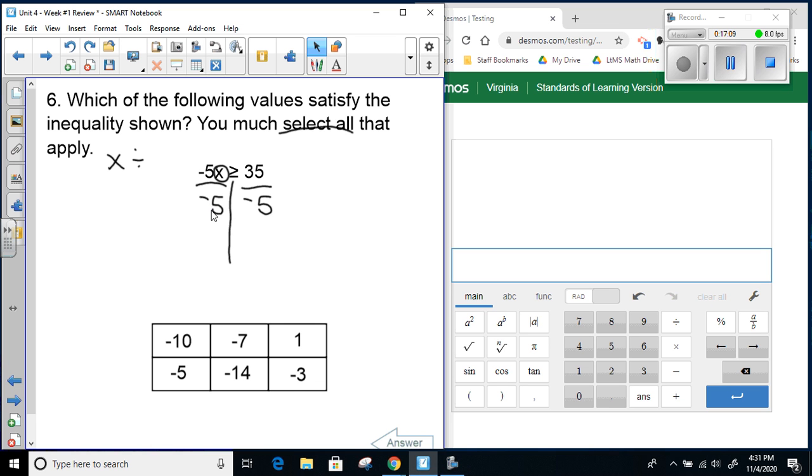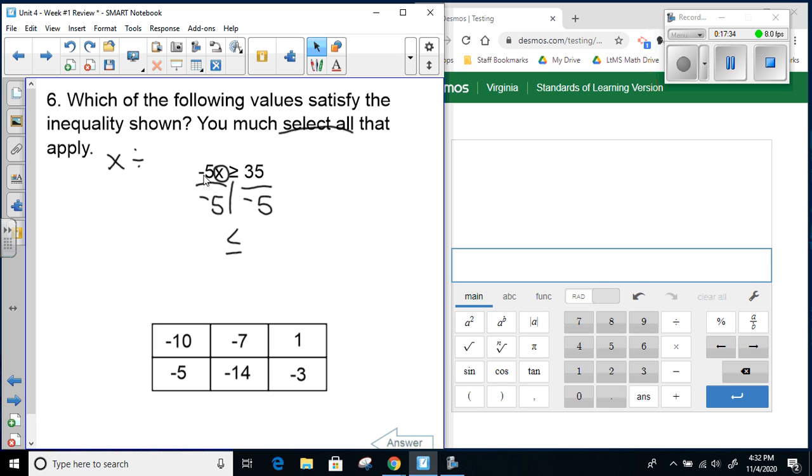Anytime you multiply or divide by a negative, the first thing I want you to do is take your symbol and flip it. So I want to take this symbol here and flip it around so that this stays true. If I don't flip the symbol, then my answer is going to be wrong. So now let's go ahead and finish solving.